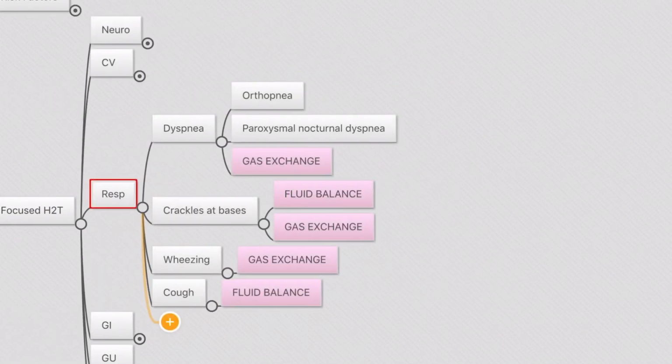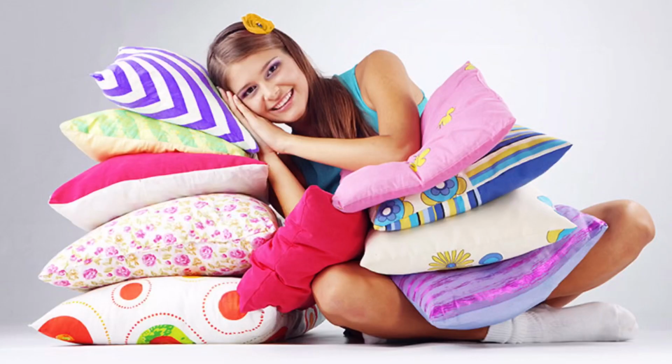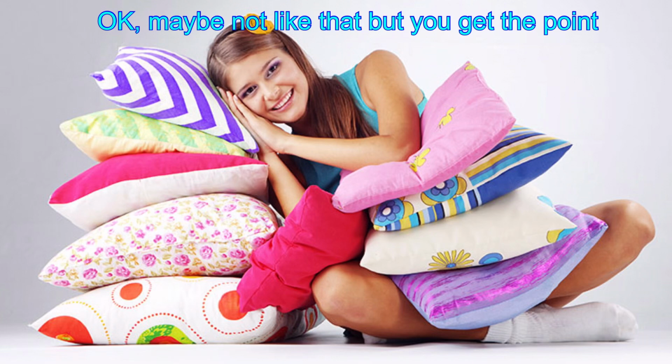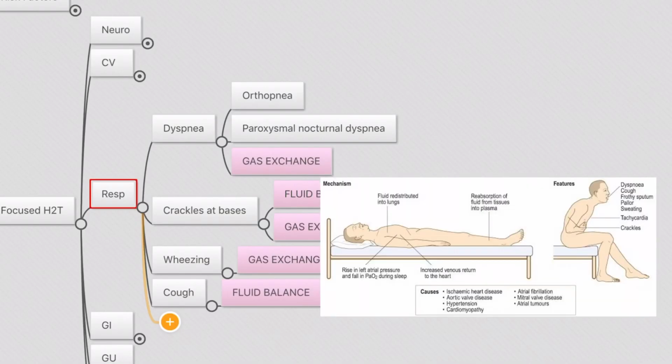Respiratory, you want to assess for any shortness of breath, which is dyspnea. Dyspnea can be positional, we call it orthopnea. So you might ask the patient if they've been sleeping with a couple of pillows, and if that's the case, that's probably not good because they have a problem with gas exchange. Paroxysmal nocturnal dyspnea is a shortness of breath that occurs during the middle of the night, and the patient is usually woken up because of the shortness of breath.